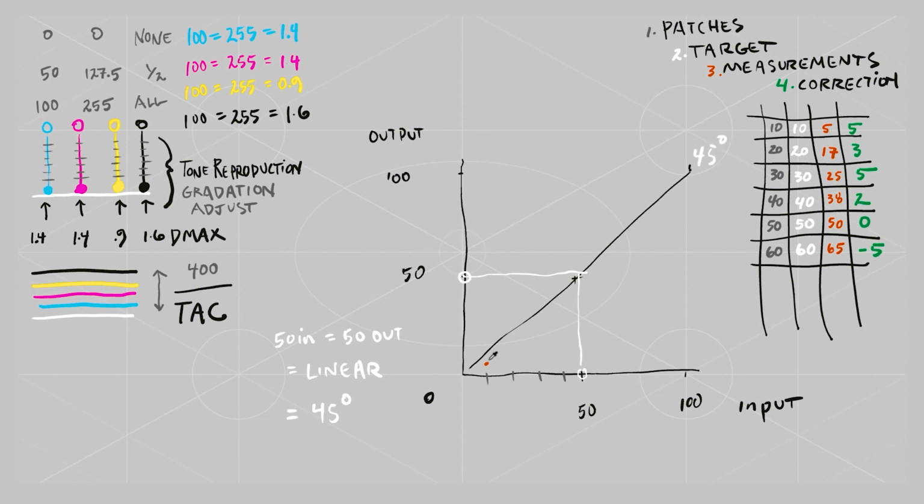Now let's start to plot the measurements in this example in red. 5, 17, 25. You see the shape is below the desired curve, the desired linear response. Now we start to plot in green the correction values. Plus 5, plus 3, plus 5, plus 2, 0, minus 5. Now you can see the shape of the correction curve. So tone reproduction gets tracked and controlled in two ways: tone reproduction tables and tone reproduction curves. The press calibration is a density control system that works along the principles that you see here.